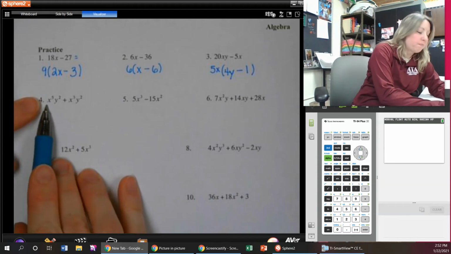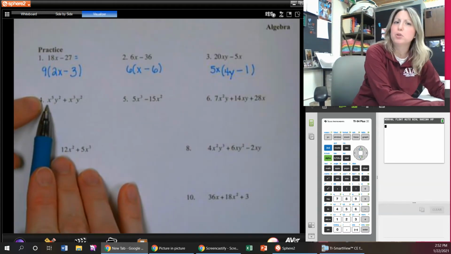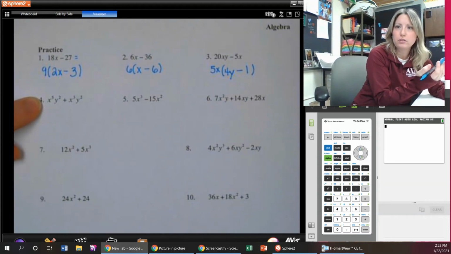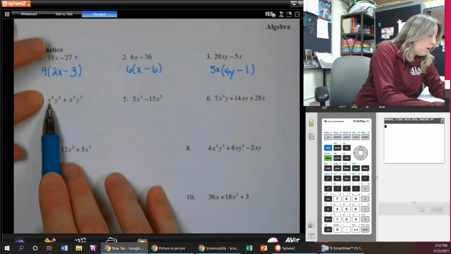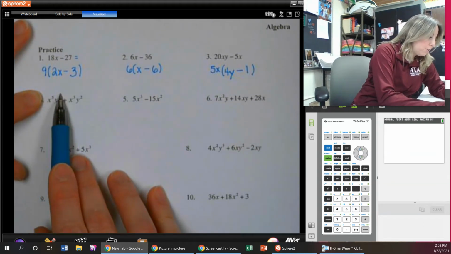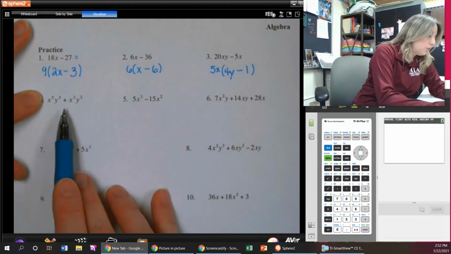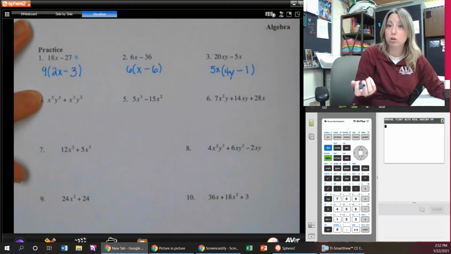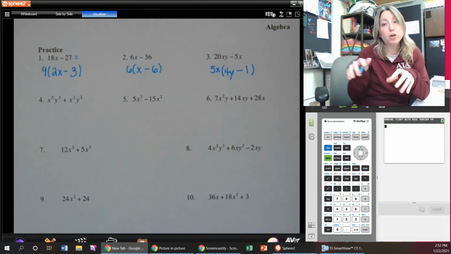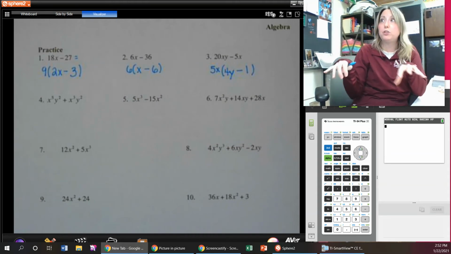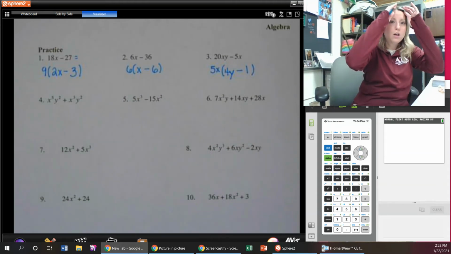Let's try this again, and then I can tell you what a simpler rule is for the exponents on your variables. So x to the 5th y squared plus x to the 3rd y squared. Definitely two separate terms, because while they have the same variables, they're not all raised to the same exponent, so they have to remain two separate terms.